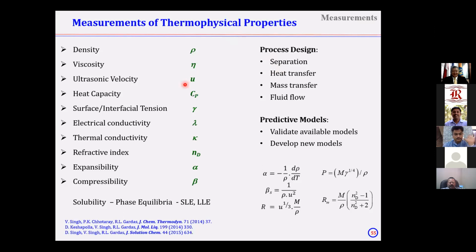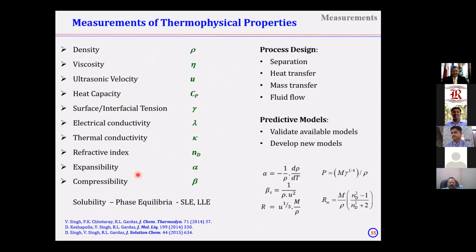Well, after purifying and characterizing, we study their volumetric properties, transport properties, acoustic properties, thermal properties, interfacial properties, surface properties, ionic properties, and refractive properties, and then these pure properties measured as a function of temperature and pressure will be used for calculating derived properties.